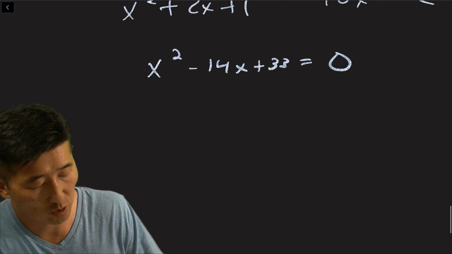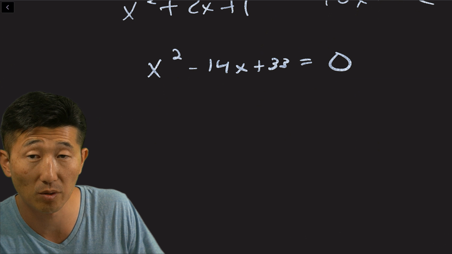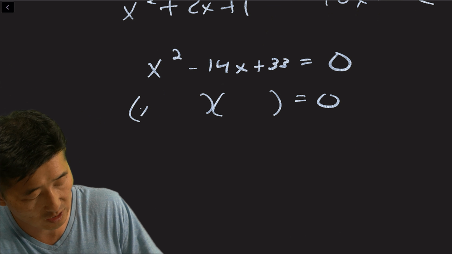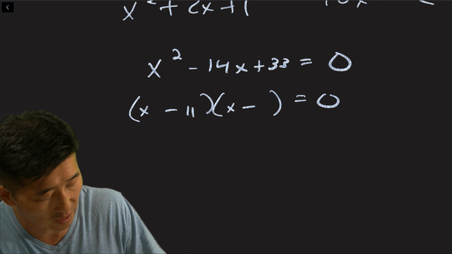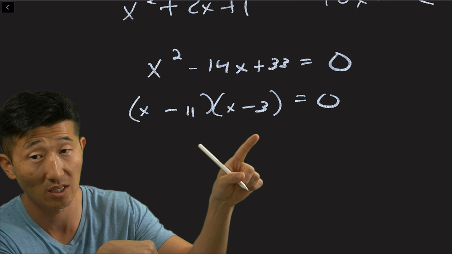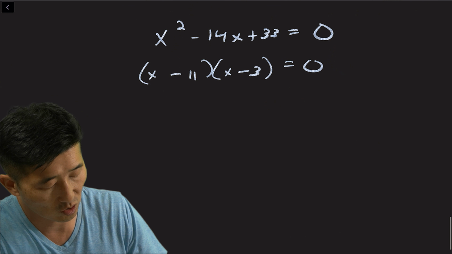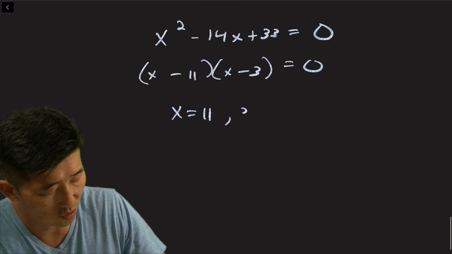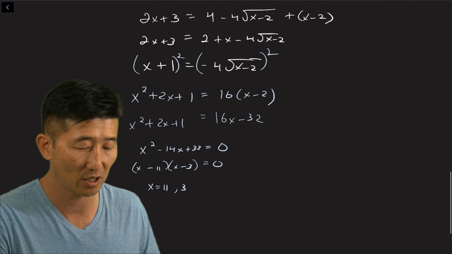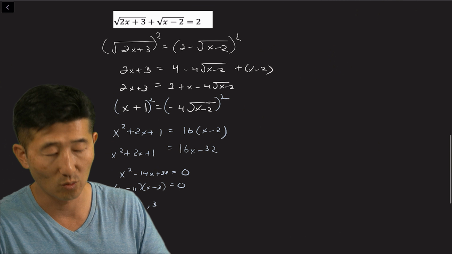And immediately what comes to your mind is 11 times 3, because 11 plus 3 is 14. Wow. All right, so you get x minus 11, x minus 3. Negative 11 minus 3 is negative 14. Negative 11 times negative 3 is positive what? 33. So you get x equals 11 and 3. And it just seems like everything's working out until you actually plug it back in and it doesn't work.